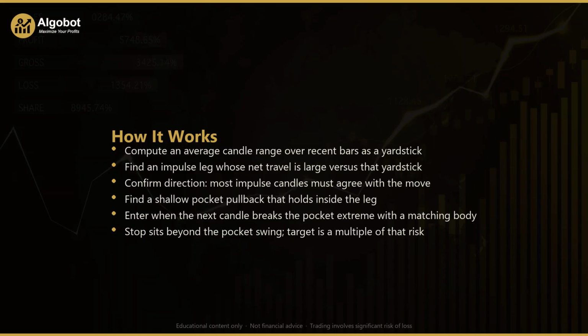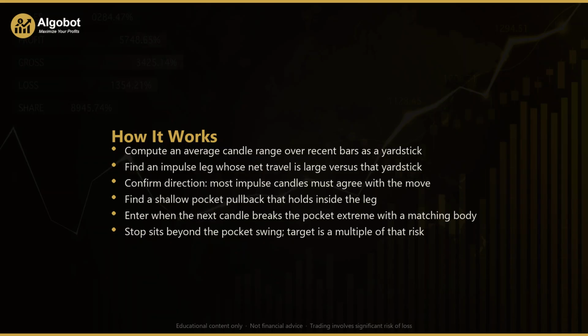First, the strategy builds its yardstick. It looks back over a window of recent bars, by default 14, and averages their high-to-low range. This average range tells it what a typical candle looks like right now, which lets the same logic adapt to both calm and volatile markets.